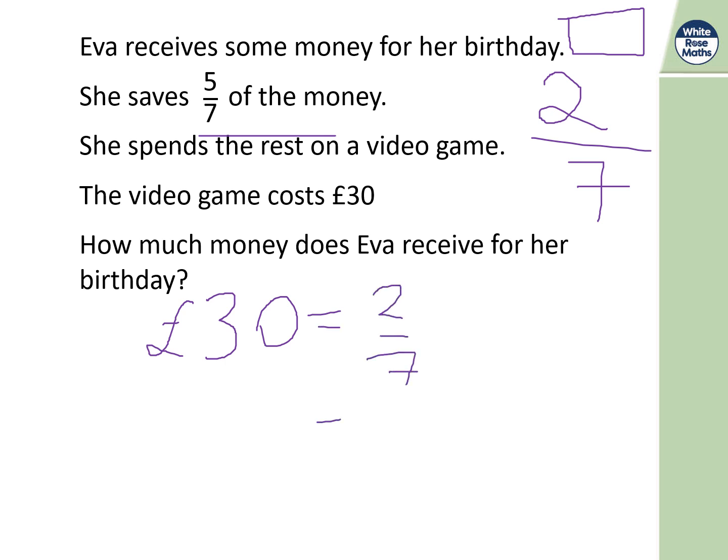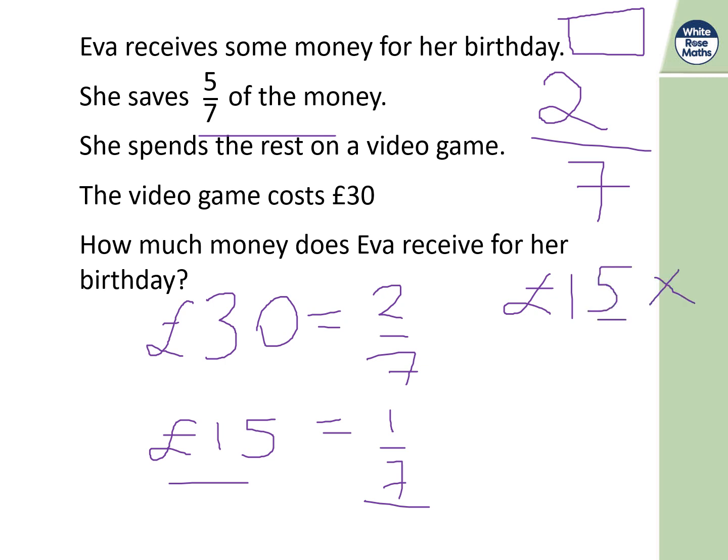So that means that 1/7 will equal £15. So 7/7 will be 7 lots of 15, so 15 multiplied by 7. 5 times 7 is 35, so 5 carry the 3. 7 times 1 is 7, plus the 3 is 10, which is 105.